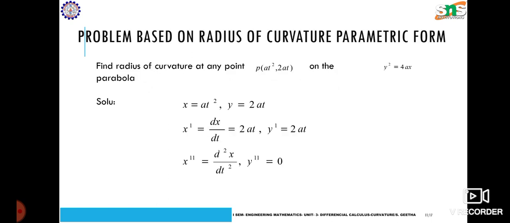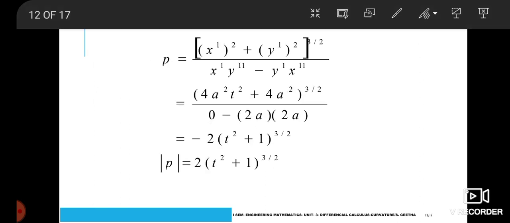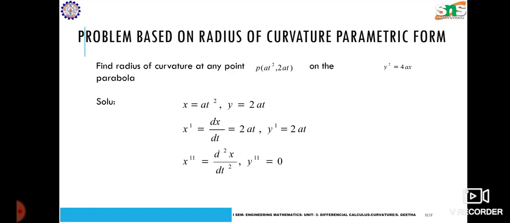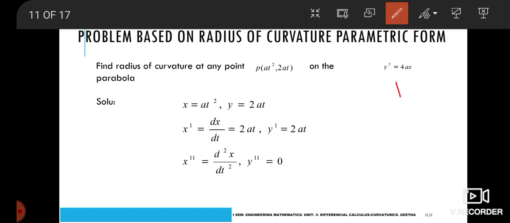Shall we do one problem based on the parametric form? Find the radius of curvature at the parametric point P of at square comma 2at on the curve y square equal to 4ax. What is the curve? Y square equal to 4ax means the curve is a parabola. Yes. The parabola parametric form is x equal to at square, y equal to 2at.